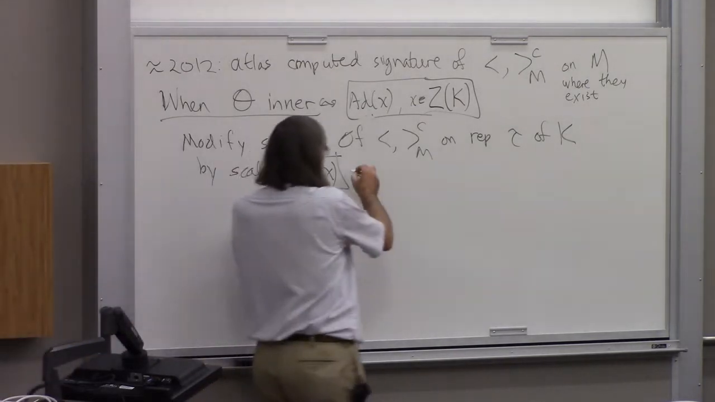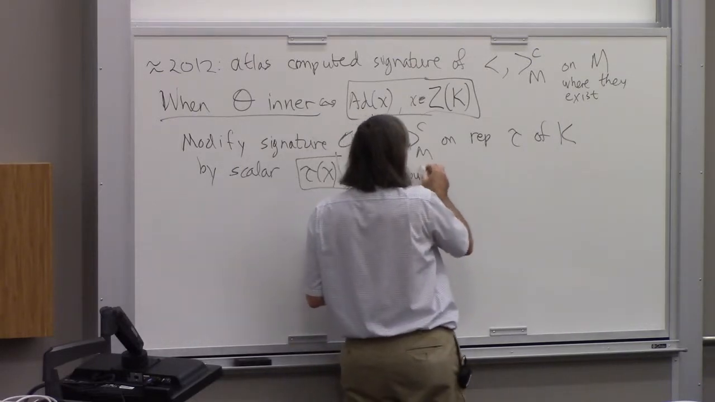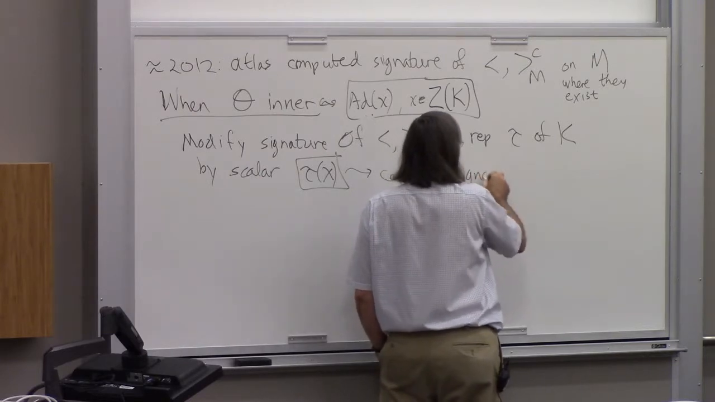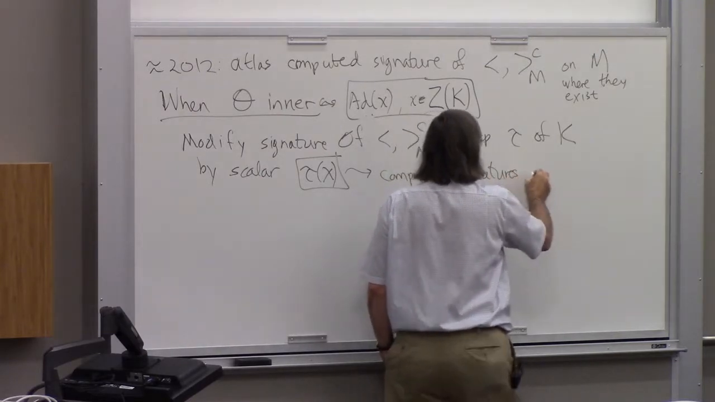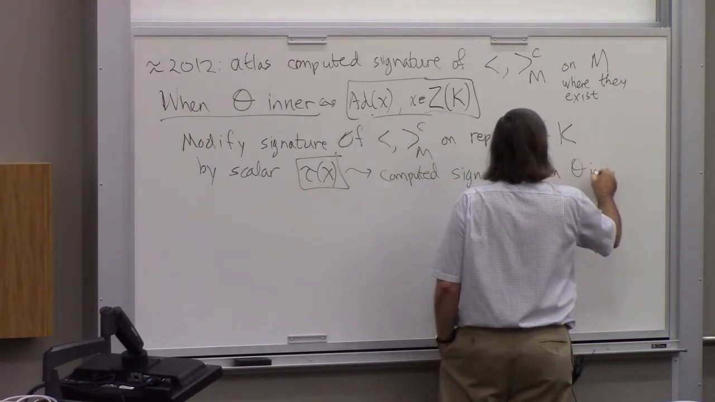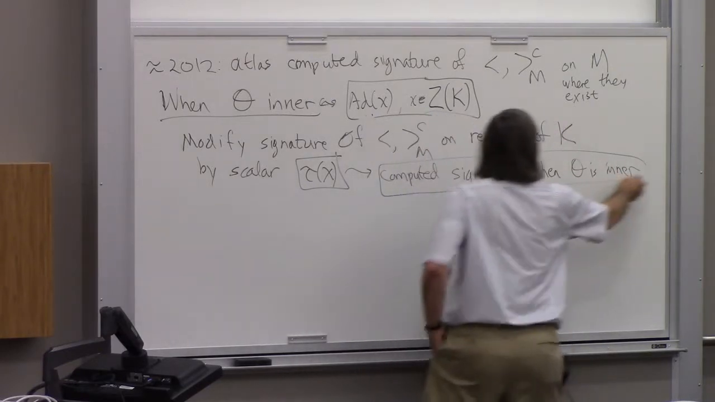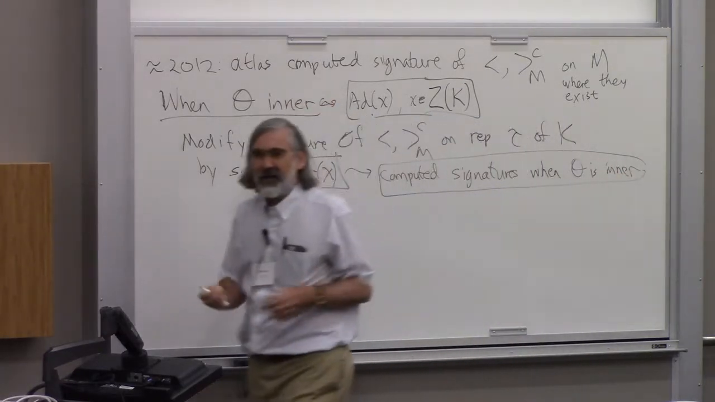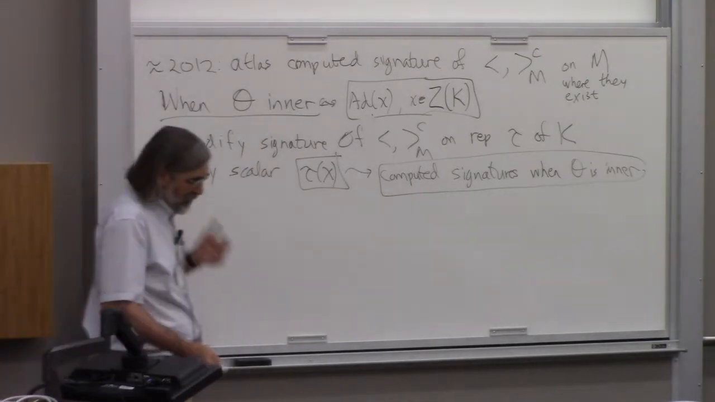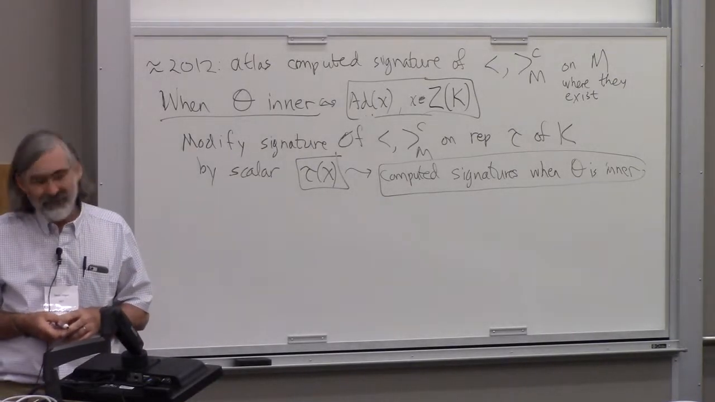And so we were able to compute signatures in the equal rank case. Well, as I say, when theta is inner. And so that's, I forget how long ago that was, it's somewhere in there. And so the general case should just be a small tweak of that. Nothing to it.